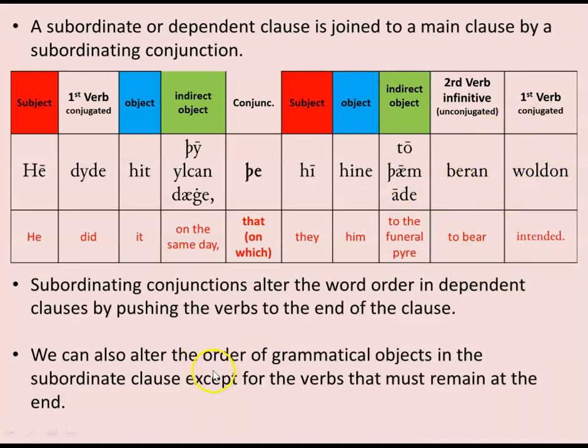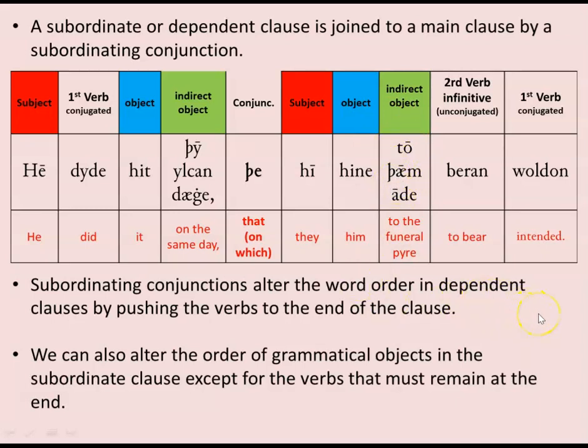Now, we can also alter the order of grammatical objects in the subordinate clause, except for the verbs that must remain at the end. That's the key thing. The verbs remain at the end. The first verb in this subordinate clause goes to the very end in its conjugated form, and all other verbs are in their infinitive or unconjugated form, and they go in the second last position. And if there was a third verb, it would go in the third last position, and so on.